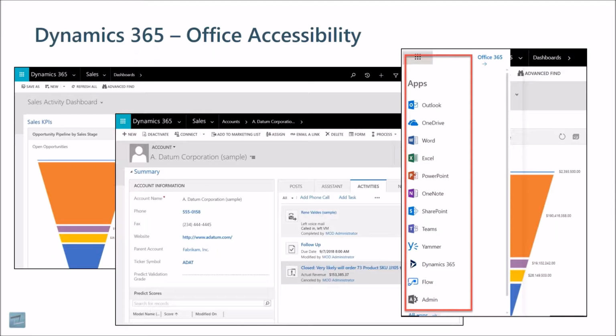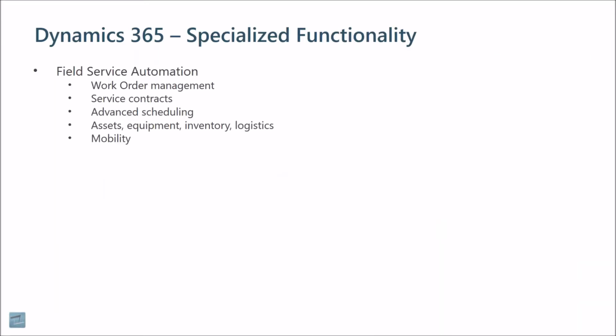On top of the pipeline management, and we just skimmed on the service and marketing as core concepts, there is some specialized functionality that Dynamics 365 provides, things outside of customer engagement, like field service automation. So looking at managing service contracts, mobility, people out in the field, assets, equipment, everything that plays into being a field service organization, or having that field service presence with either sales, customer service, maintenance individuals as a role.